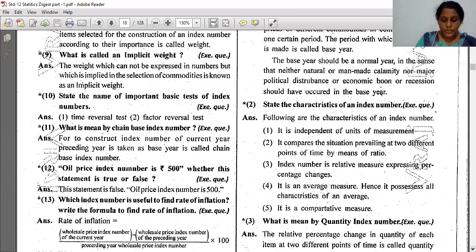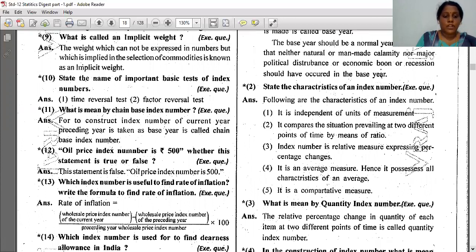Now, 12th question. Oil price index number is 500 rupees. Whether this statement is true or false. So the statement is false. Why? Because oil price index number is 500, we can't write over there 500 rupees. That is 500 only. Okay.